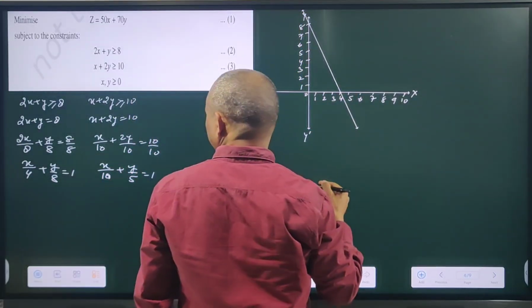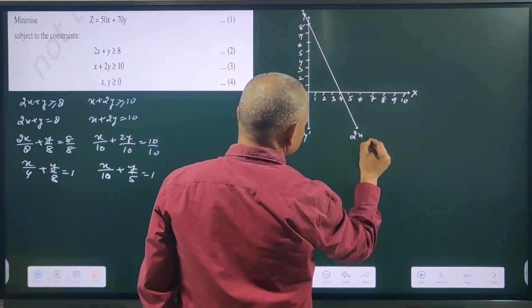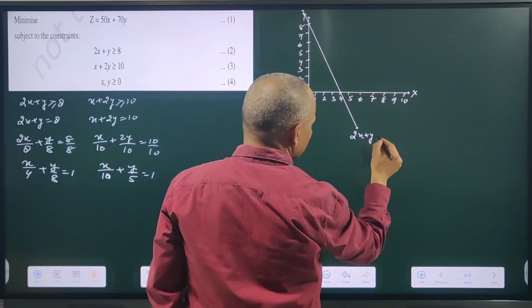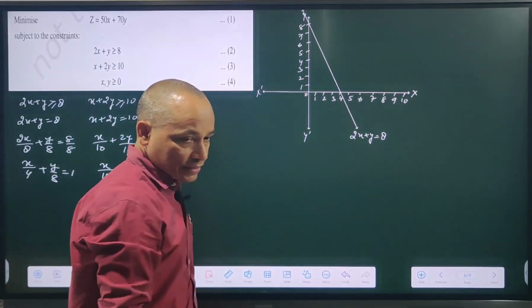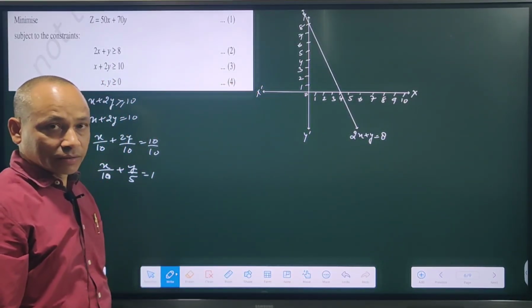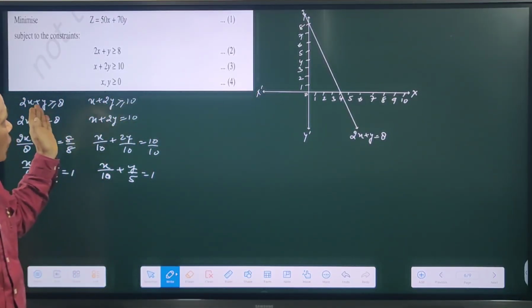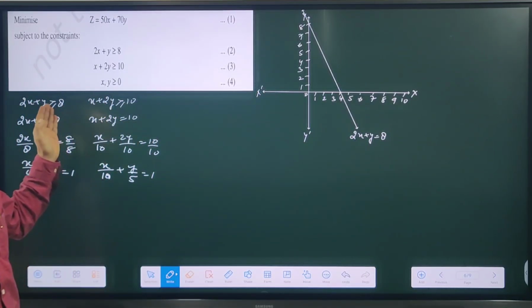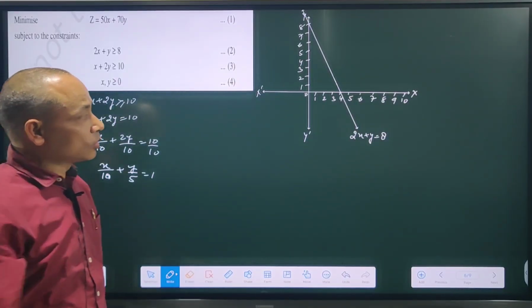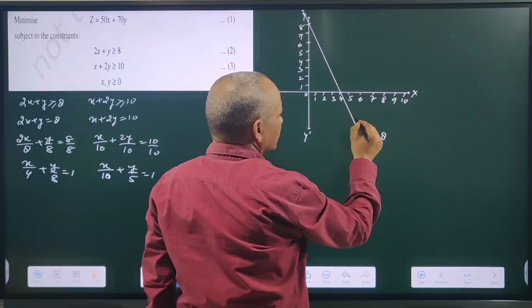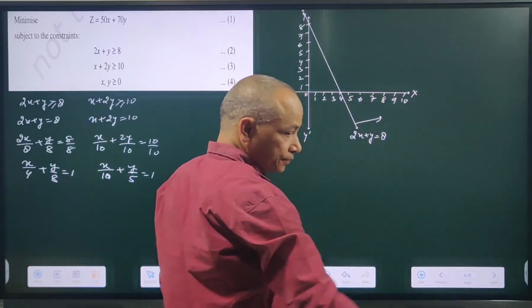Write the equation, that is 2x plus y is equal to 8. The region that is to be shaded will be, let's take 0, 0: 0 plus 0 greater than or equal to 8. 0 greater than 8 is not correct. So the region away from the origin is to be shaded.